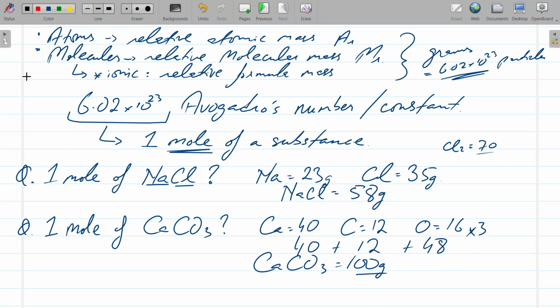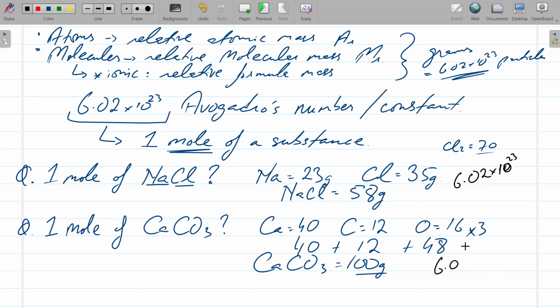So the number of particles, that's the interesting thing. 58 grams of sodium chloride have the Avogadro number of particles, which is 6.02 into 10 to the power 23 particles. Again, I'm not putting a unit over here because we're talking about the number of particles. And 100 grams of calcium carbonate have 6.02 into 10 to the power 23 molecules too.